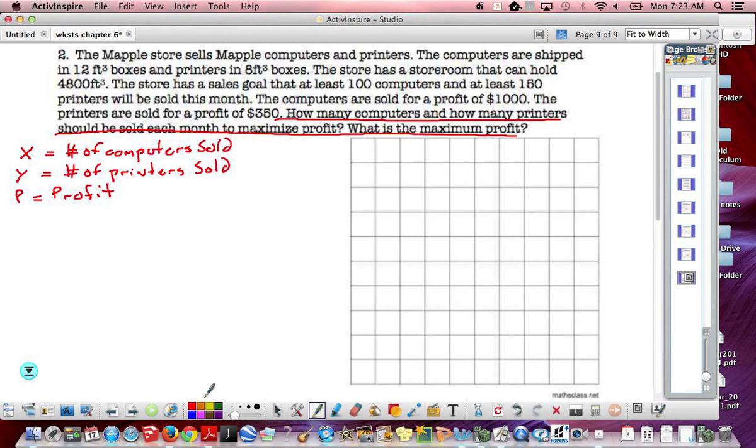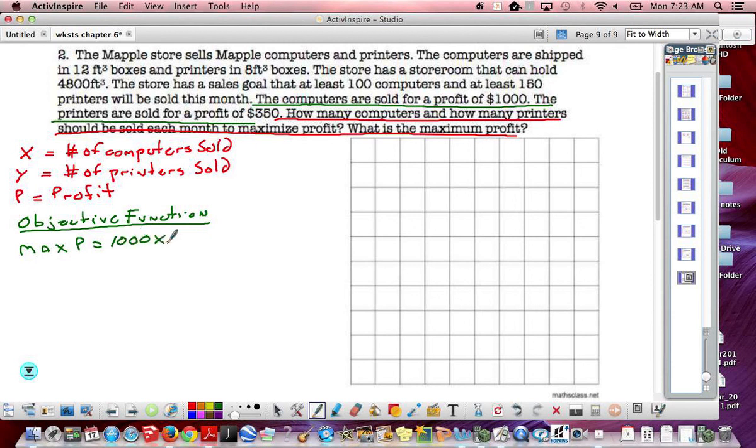So our objective function, again, is to maximize profit. So max P. So according to our sentence previous to the end, we make $1,000 on each computer and $350 on each printer. So now, what are our constraints?